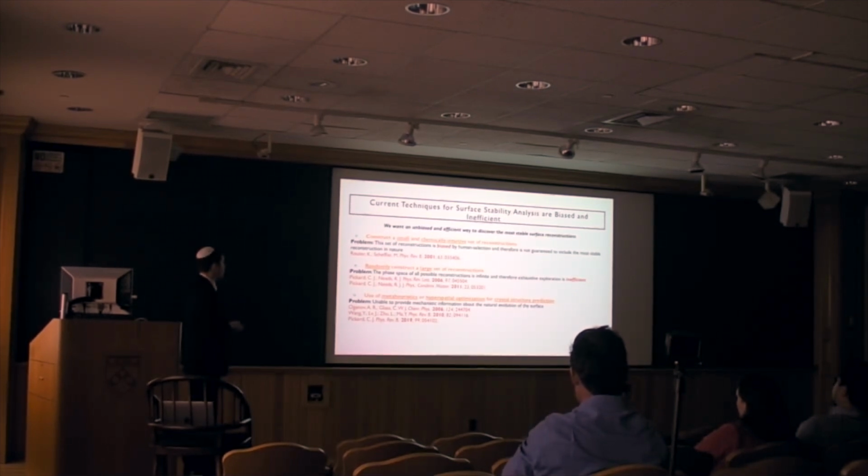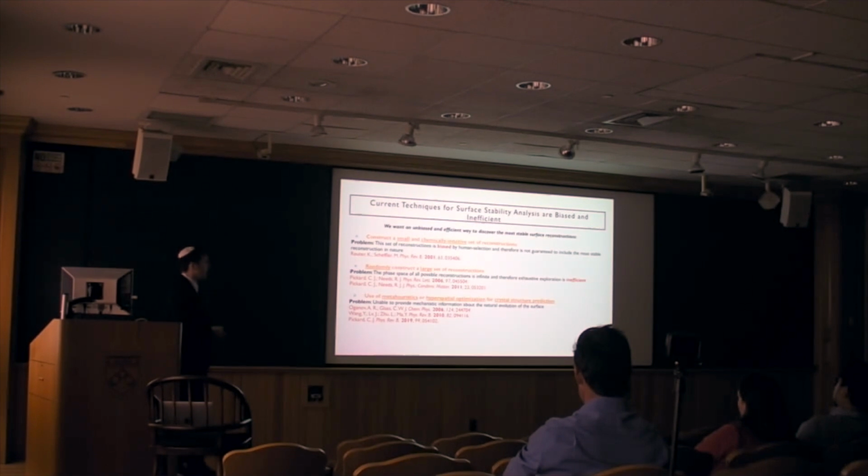Another alternative is to randomly construct a large set of reconstructions, and this is work that's been refined by the group of Chris Picard. However, the phase space of possible reconstructions is really vast, and because of that, exhaustive exploration of it is really inefficient. And so we'd like to also not do it this way.